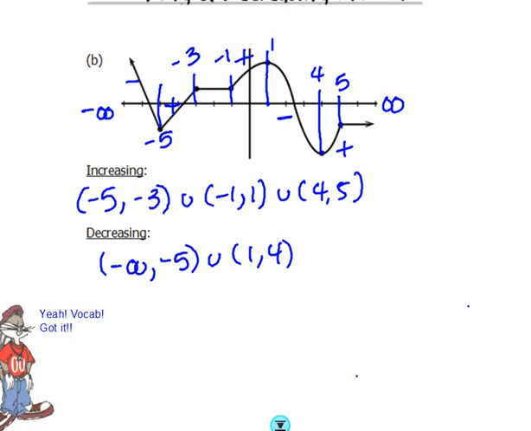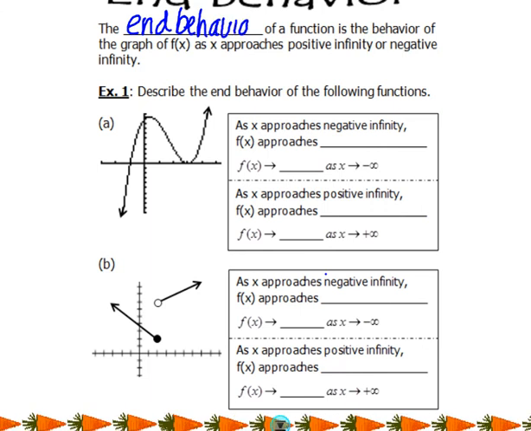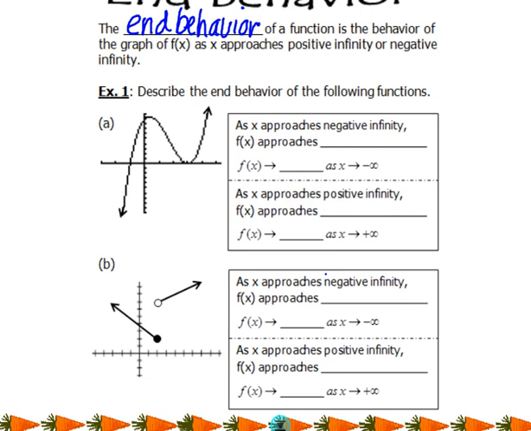All right, finally what we have left is end behavior. The end behavior of a function is the behavior of the graph of f of x as x approaches positive or negative infinity. So literally, we're looking at the ends, the arrows. We don't care what's happening in the middle. We're looking at only the ends of our graphs here. So look at it in words and symbols.